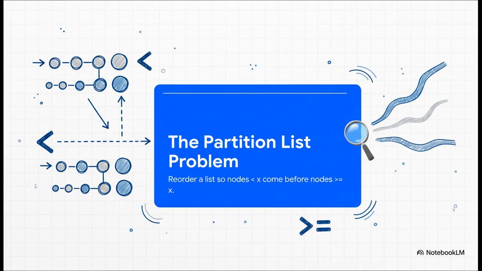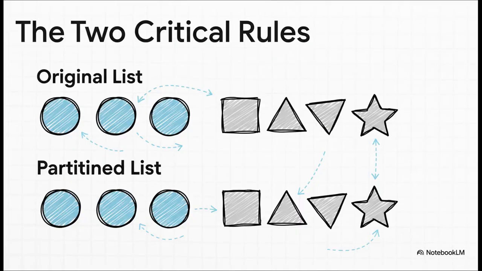The goal seems pretty clear, right? Split the list into two parts based on some value x. But, and this is a big but, there's a crucial catch that makes this way more interesting than just sorting it. And here it is.